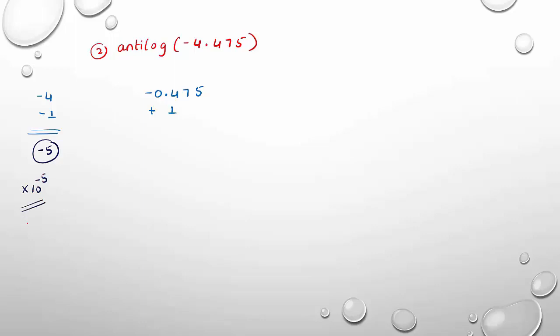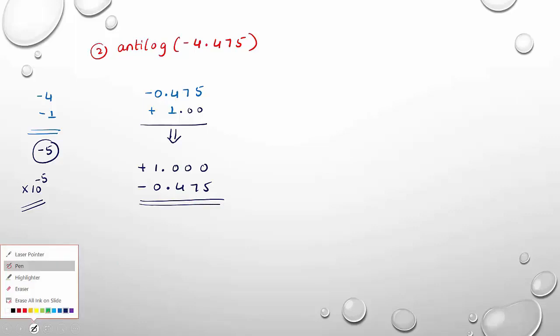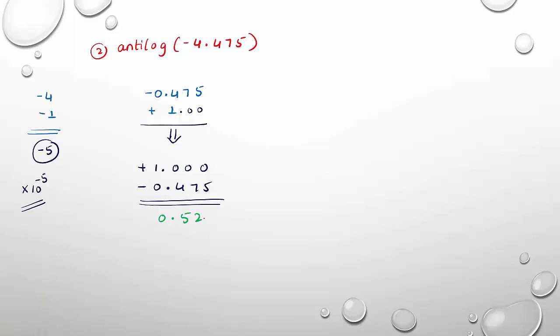Remember, this is our first step. Come to the second step. So I can consider here plus 1.000 minus 0.475. 1 means 1.000, right? So subtracting this value, we got the answer. Here I got the final answer 0.525. This is the second step. So this is converted into a positive value, 0.525.